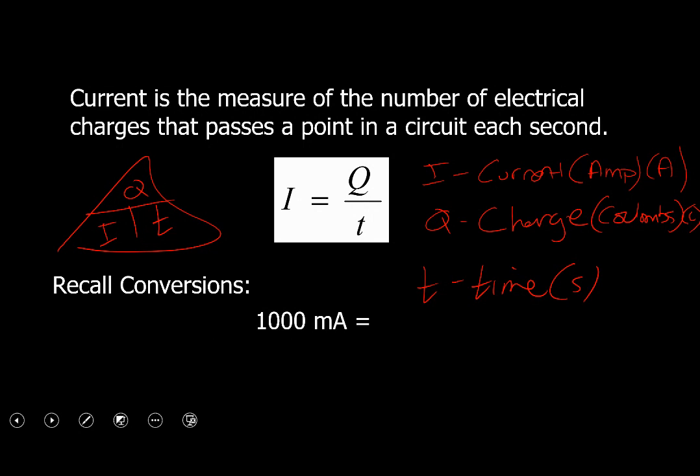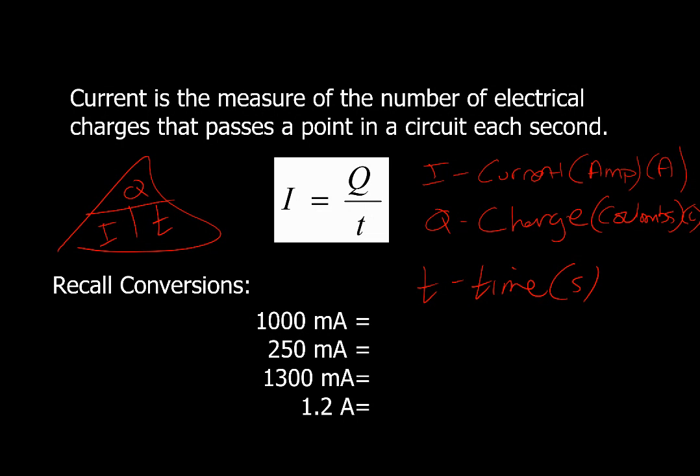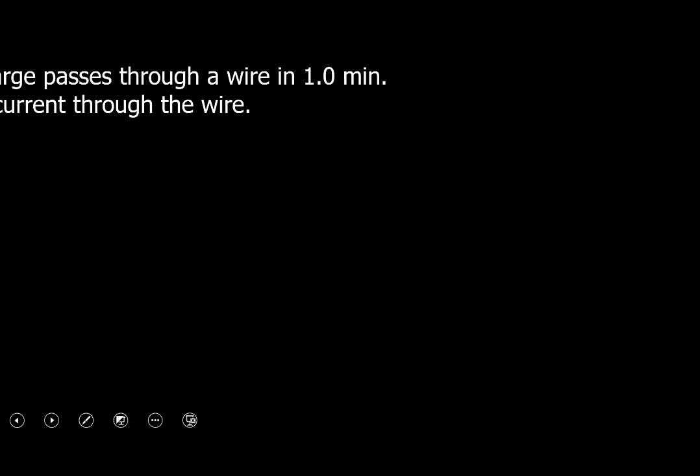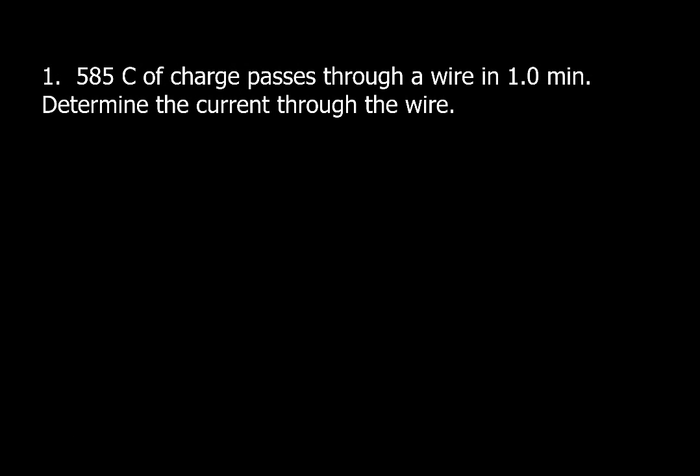The main conversion sometimes that you'll have to do would be milliamps to amps. For this formula to work, you need amps, but sometimes it's helpful to have milliamps. So 1,000 milliamps is 1 amp. 250 milliamps is 0.250 amps. 1,300 milliamps is 1.3 amps. And 1.2 amps is 1,200 milliamps. That's the main conversion, amps to milliamps and back and forth, that you have to do in electricity with current. I've never seen anybody say a centiamp or a megaamp or a gigaamp or anything like that, but milliamps and amps all the time.